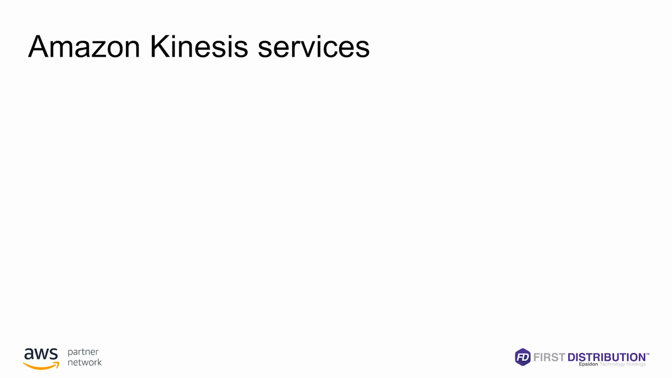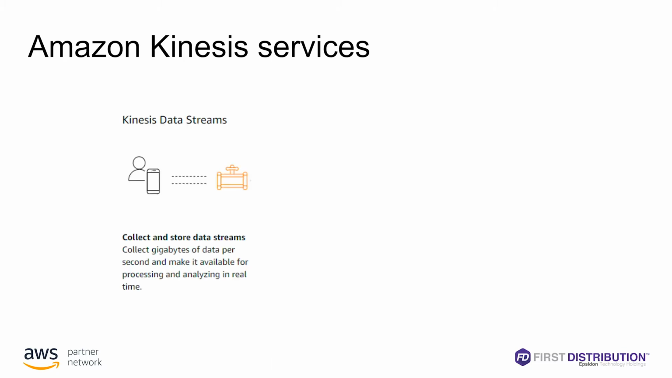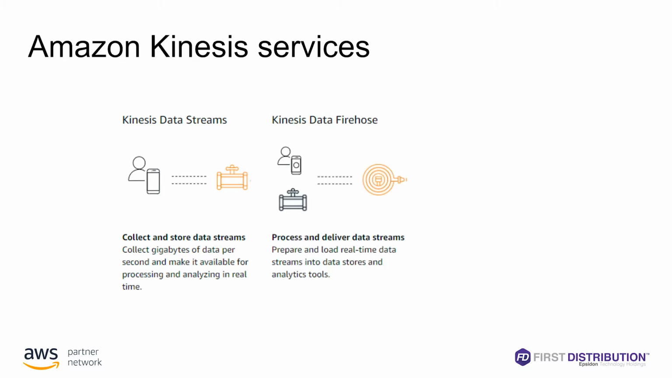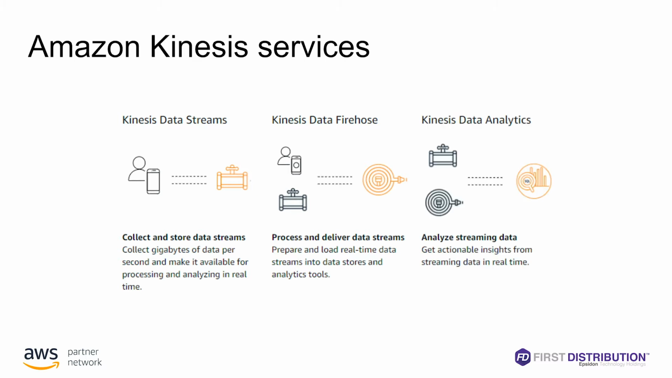Amazon Kinesis Services is broken down into three main categories. The first is Kinesis Data Streams that collects gigabytes of data per second and makes it available for processing and analyzing in real time. Second, Kinesis Data Firehose, which allows you to prepare and load real-time data streams into data stores and analytics tools. And thirdly, Kinesis Data Analytics, which gets actionable insights from streaming data in real time.